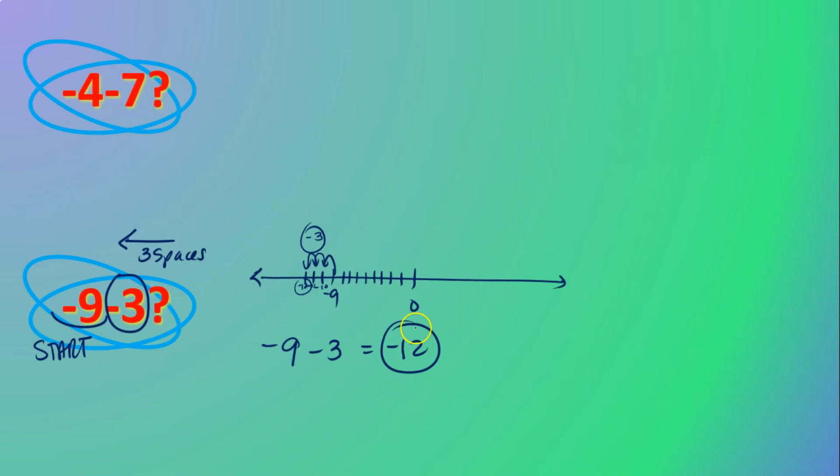So this is the concept of subtracting numbers in the number line. Whenever we have a subtraction, we're going to move to the left. But be careful, because we are going to see something else whenever we have these two problems.